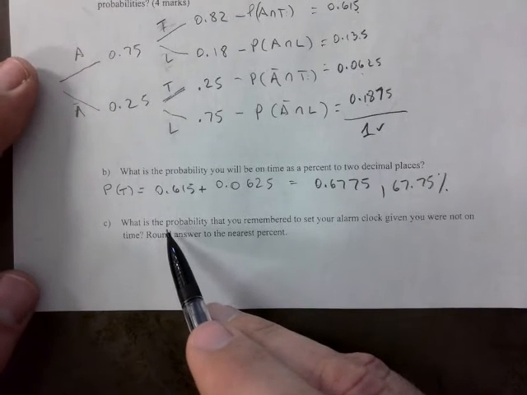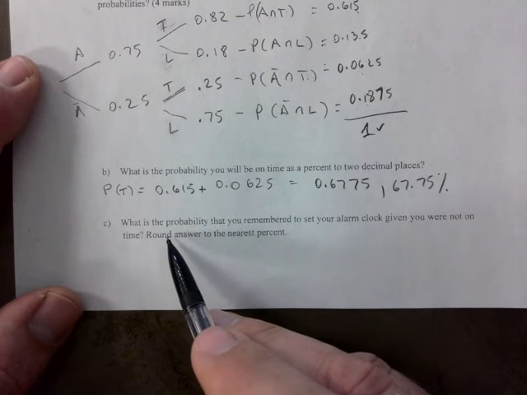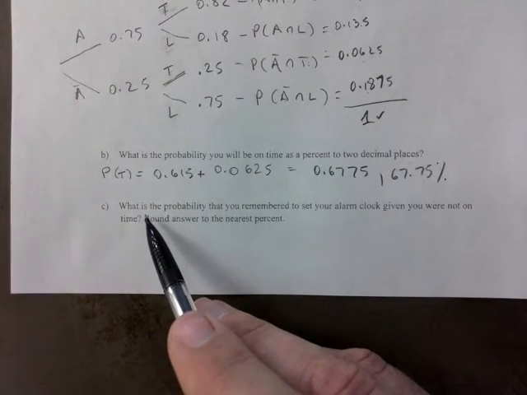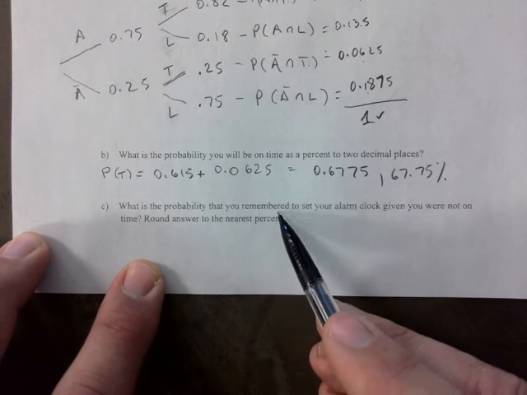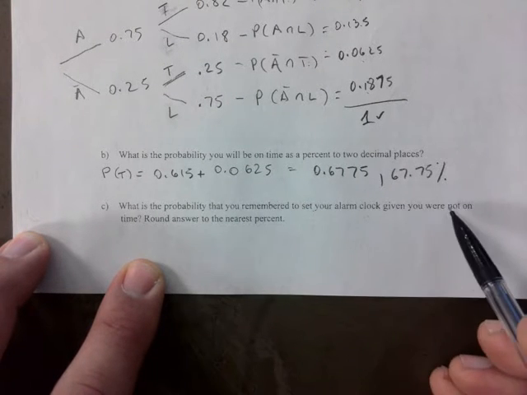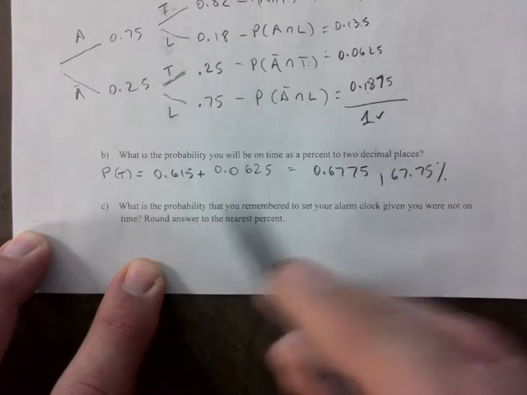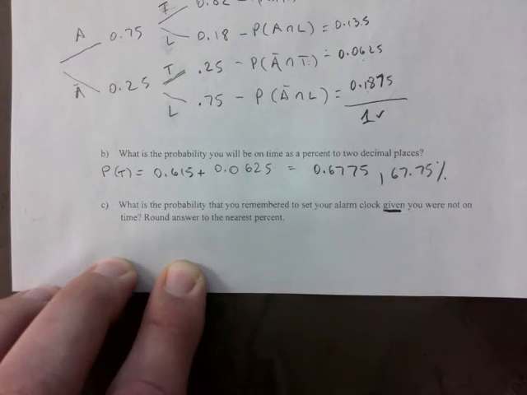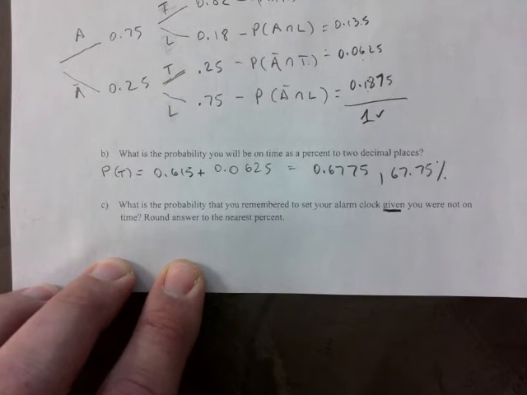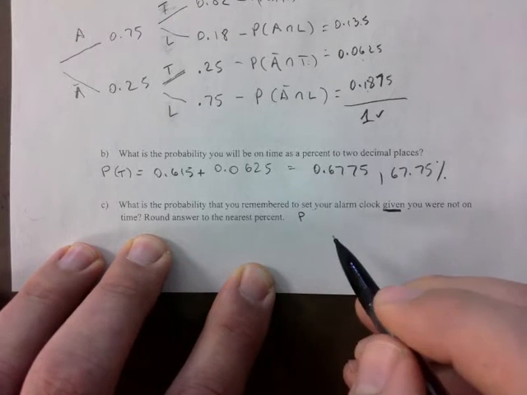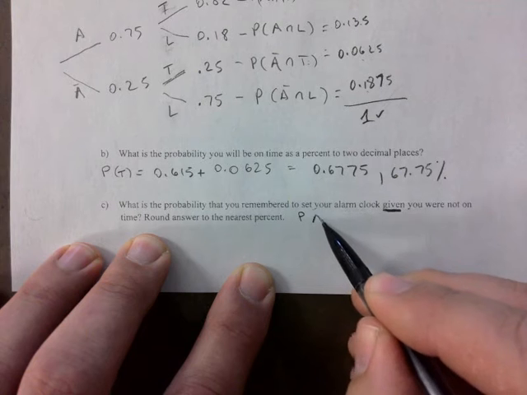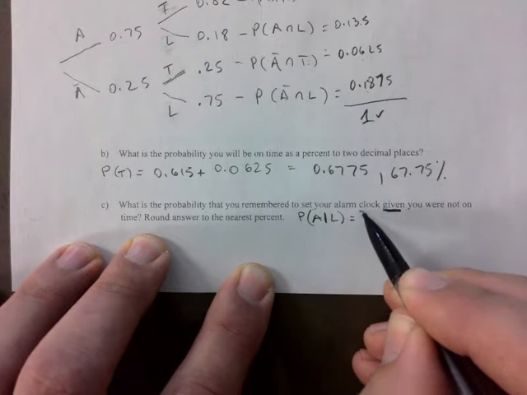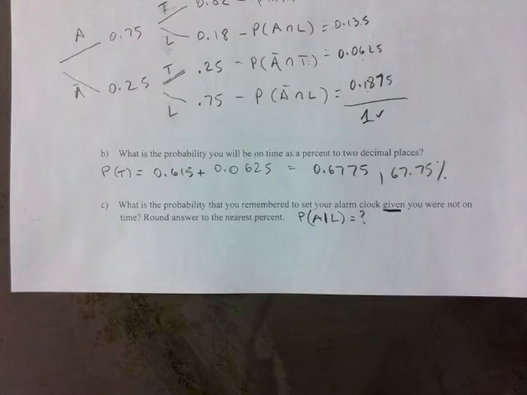Next. This one is the trickiest one of all. A question like this. So I'm going to give it one last try to get you to understand this. What's the probability that you remember to set your alarm clock given that you're not on time? So figure out the given. When you see given, or considering the fact that this happened. Let's write it out real quickly. Probability that you remember to set the alarm given that you were late. That's what this question is asking right there. Figure out that one.